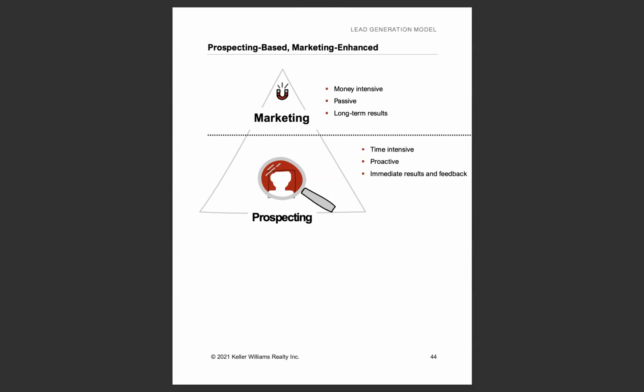This is prospecting based, marketing enhanced. If you were to flip a triangle upside down, so if you went from, I'm terrible at triangles, like this to this, what would happen to the triangle? It would fall over. That's why we have our foundation as prospecting based. It is time intensive. And this is why we recommend it so much for new agents, is that it doesn't cost you anything. Elbow grease. Roll up the sleeves, go to work, pound the phone, pound the doors, do whatever you got to do. But it's time intensive, but you're being proactive and you get immediate results.